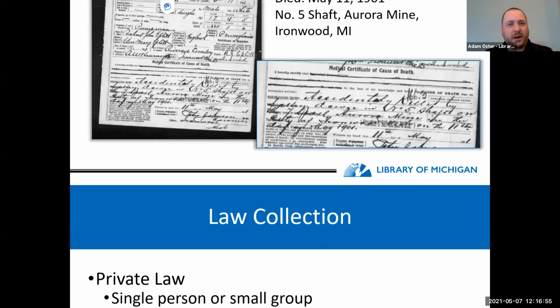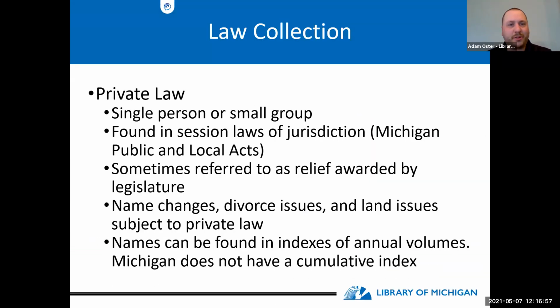The law collection has a lot related to private law, so a single person or small group, found in the session laws of jurisdiction, so the Michigan Public and Local Acts, sometimes referred to as relief awarded by the legislature. Things that you'll find in here are going to be like name changes, divorce issues, and land issues subject to private law. Names can be found in indexes of annual volumes.